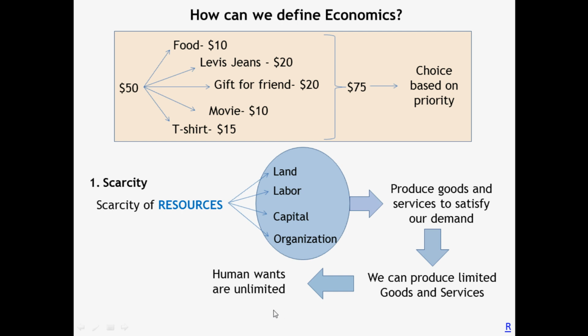But how can we satisfy our unlimited wants using limited goods and services? It is not possible. So what can we do? We have already got the idea from the example. Yes, we have to make choice. We have to make choice based on our priority. We can choose the goods and services that we require most.